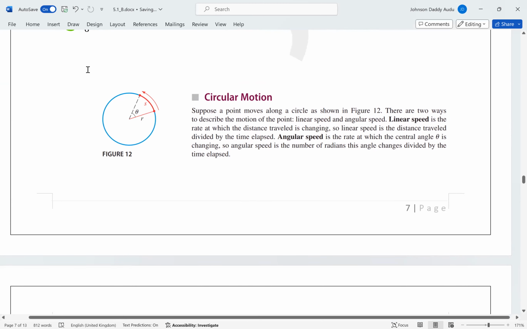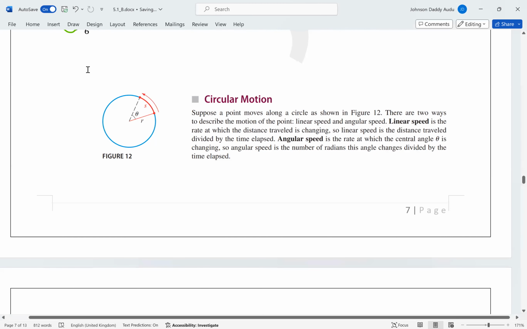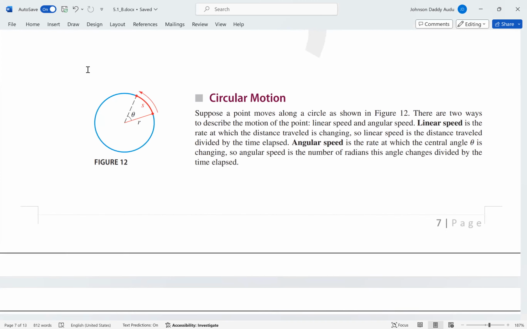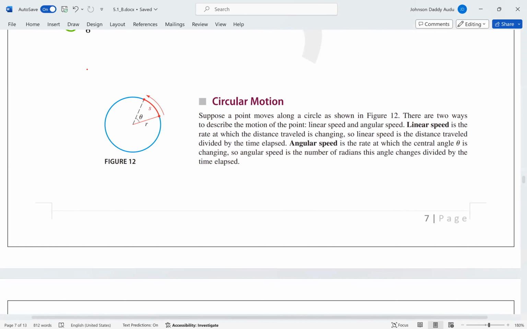All right, so let's talk about circular motion. Circular motion is saying that suppose you have a point that moves along a circle as shown in this figure. There are two types of motion that describe the motion of the point. So let me just explain it here.